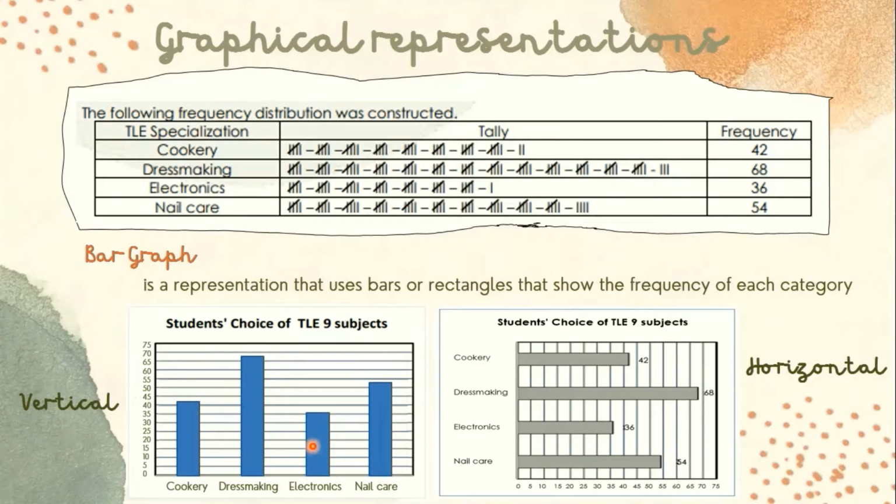Last question, which bars have the least difference between their heights? Papansinin natin, ang may pinakamalapit na height between the four ay ang cookery at ang electronics dahil masyadong malayo kung dressmaking and electronics. Nail care and cookery malapit rin naman, but cookery and electronics ay mostly magkalapit lang sila dahil yung frequency nila, kung mapapansin natin, cookery ay 42 at ang electronics ay 36. So magkalapit lang sila. Sila may kakaunting difference, which is 6.